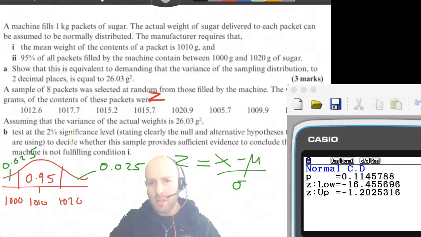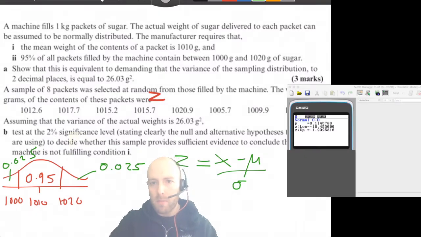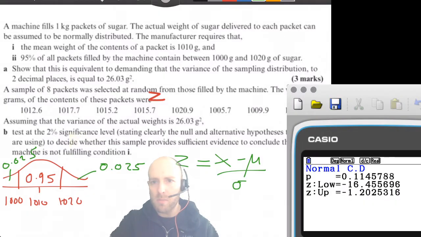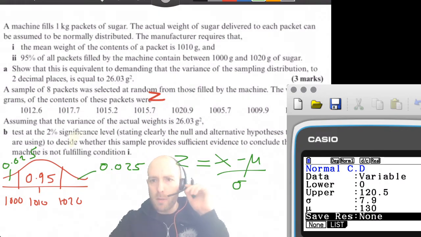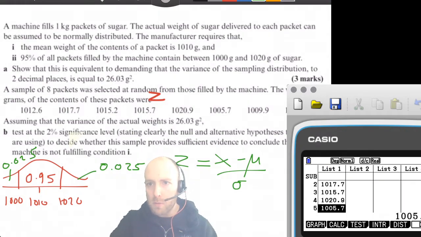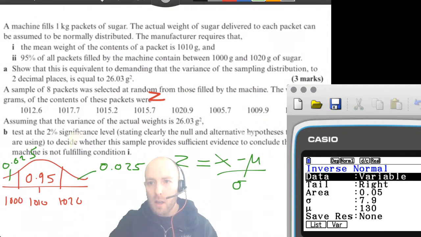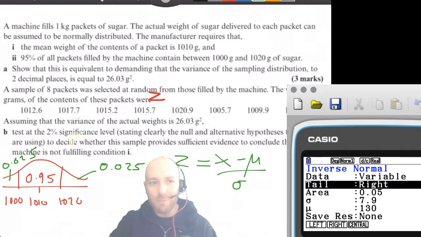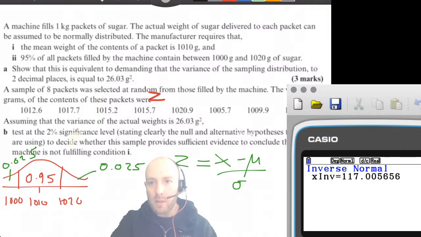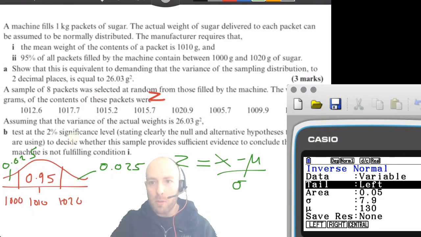So yeah, Ollie, you can use Casio if you want on this one as well. I tend to always just use one of them, but you're welcome to do that. So if I go to inverse normal, distribution, norm inv, we're going to go left. So left. Oops, don't look at that. Area is going to be 0.025.